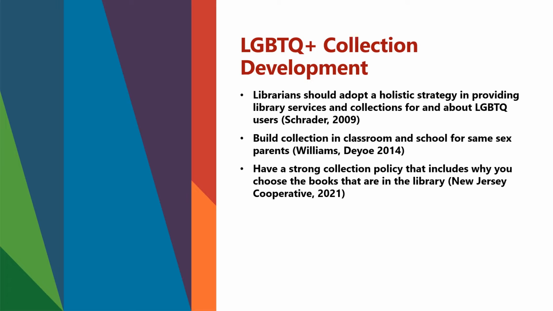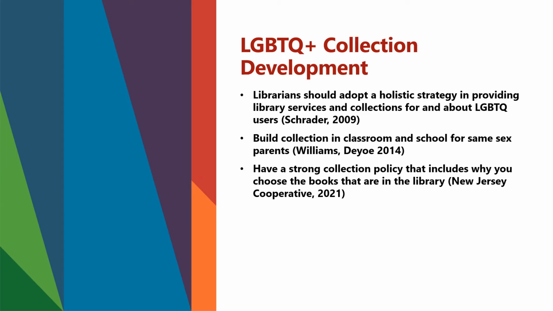LGBTQ plus collection development. So these are best practices that you can use to help you with your collection development. Librarians should adopt a holistic strategy in providing library services and collections for and about LGBTQ plus users. That means we need to look at things holistically, not just talking about books or media items or just programming. You need to look at all of those things. Everything should be included for the LGBTQ plus community. If it's included for people that are not in that community, there needs to be resources for them as well.